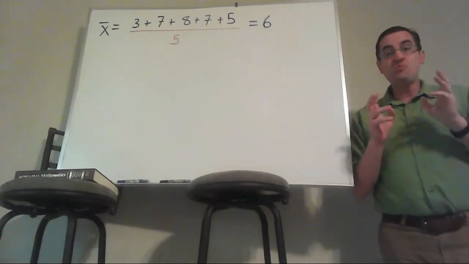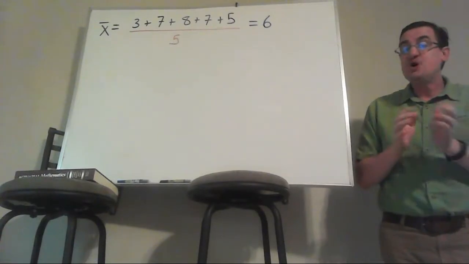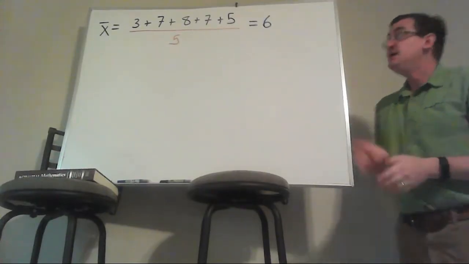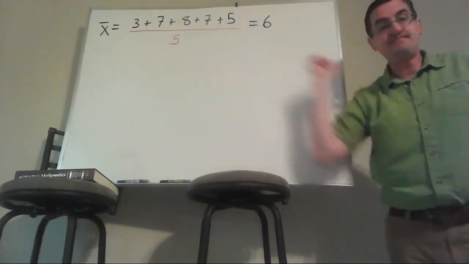Let's talk about how we handle an average for a data set, and then we're going to move into how we would calculate an average if we knew the entire distribution. Here's what it looks like when we do an average. You sum up all the data points, divide by how many there are.